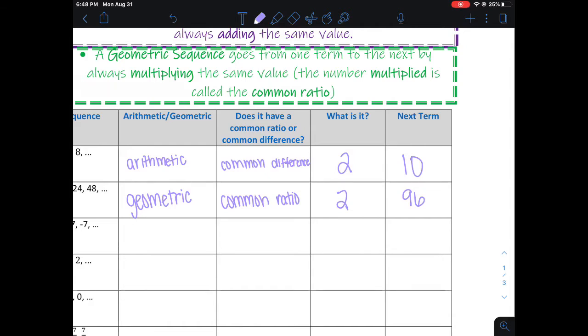Now notice in the "what is it" column, I didn't actually give you plus, negative, or multiplication. I didn't say any of that. The common difference always is adding, so we know it's plus 2. Common ratio is always multiplication, so we know it's times 2. So I don't need to signify whether it's plus, negative, or multiplication. It's taken care of with this column right here.